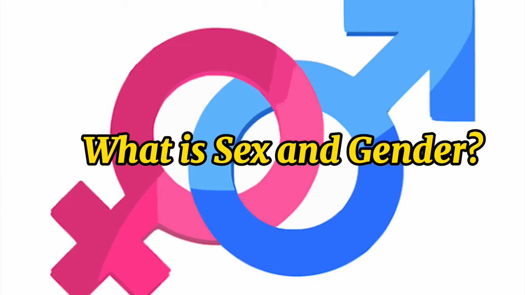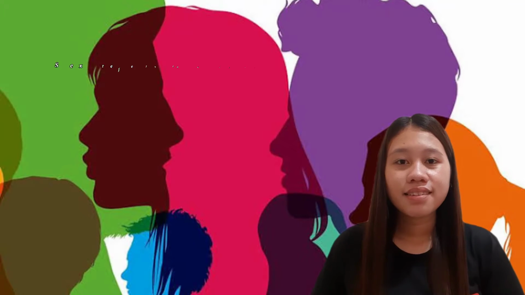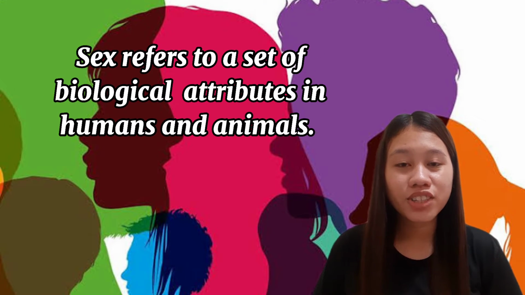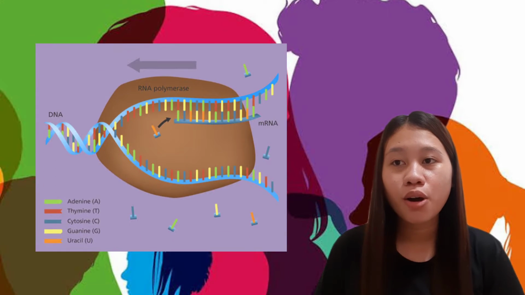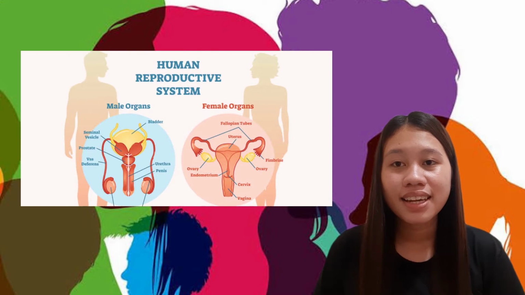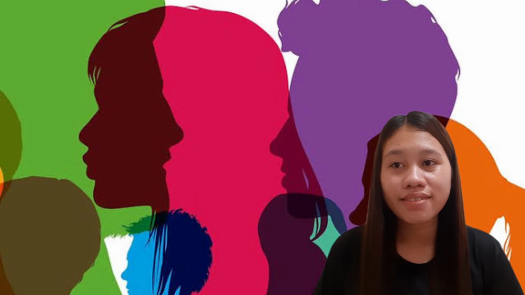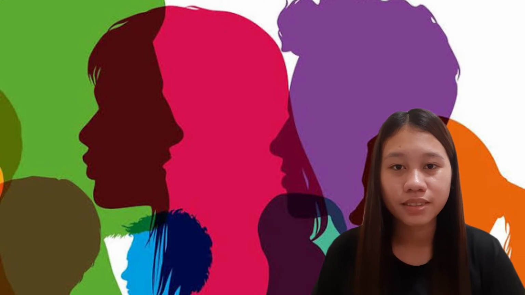What is sex and gender? Sex refers to a set of biological attributes in humans and animals. It is primarily associated with physical and physiological features including chromosomes, gene expression, hormone levels and function, and reproductive or sexual anatomy. Sex is usually categorized as female or male, but there is a variation in the biological attributes that comprise sex and how those attributes are expressed.